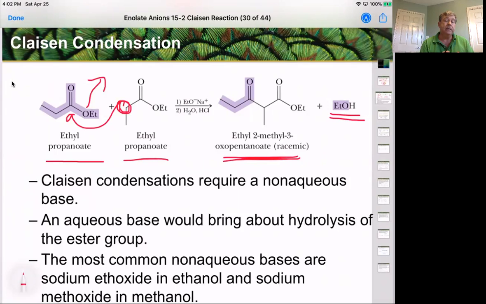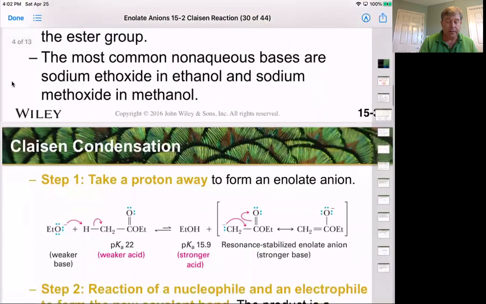So again, like I said, this requires non-water. When we actually do the reaction, we use water to work it up. We don't want to clip off the ester too early. At the end of the reaction, we can, but we don't want to do it yet. Okay, so let's look at the mechanism.